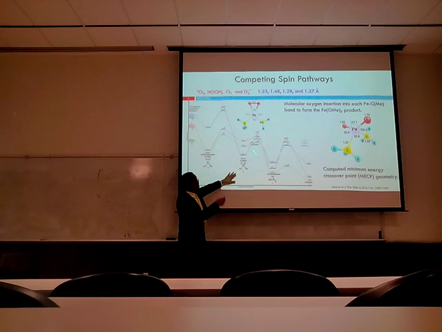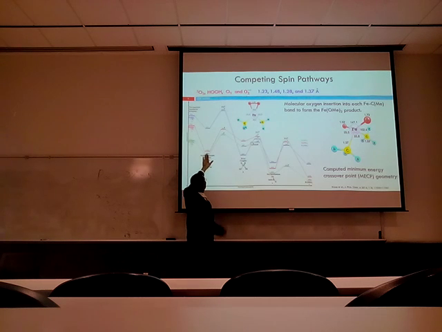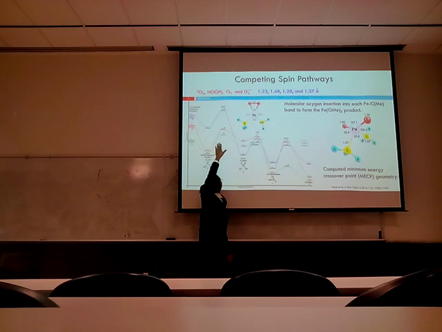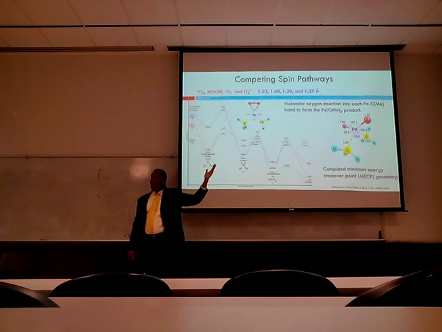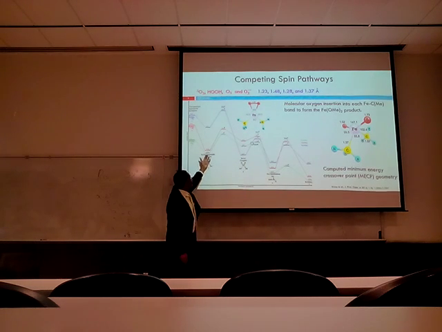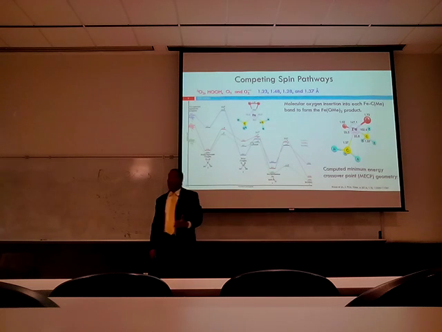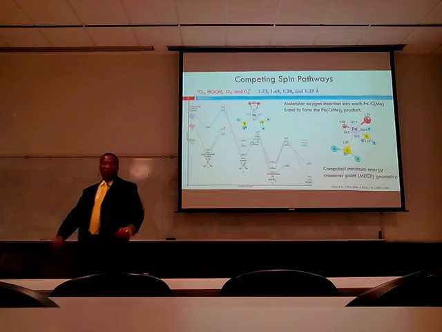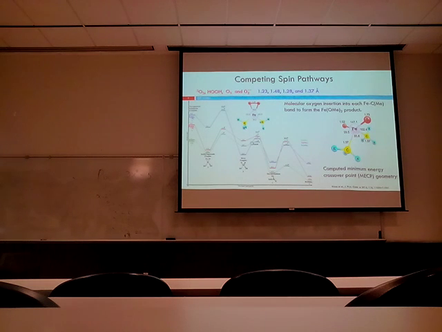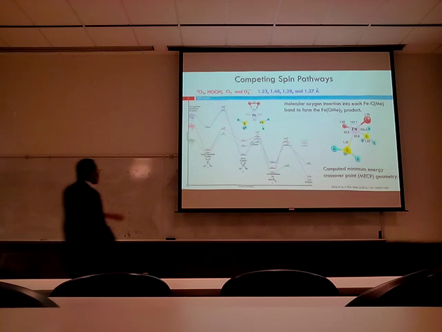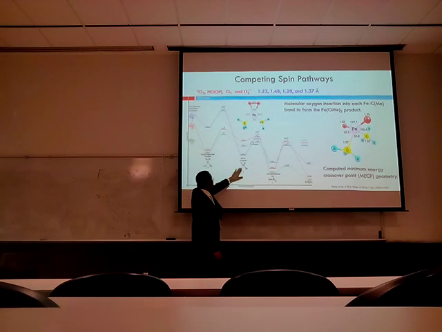It falls back to the singlet. Now the singlet is lower in energy. So the system starts here in the quintet state. It goes up on the transition state. From here, it spin flips and comes back down as a singlet. It starts at a quintet, but it spin flips to a singlet. And the question one could ask is, why did it do that? Why did it spin flip from this motif to this motif?